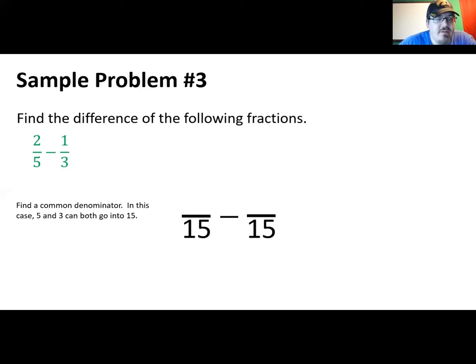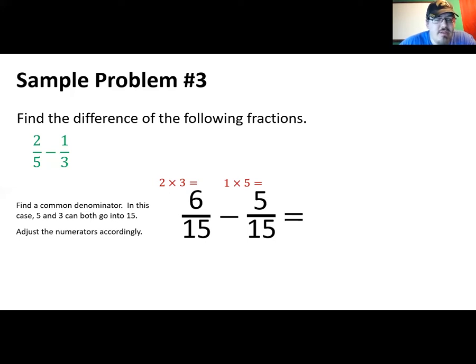All right, 5 times 3 gets us the 15. So 2 times 3 is going to get us 6 for the numerator. On the second fraction, 3 times 5 equals 15. So 1 times 5 equals 5. So again, we rewrite our fractions in equivalent forms with that same common denominator.